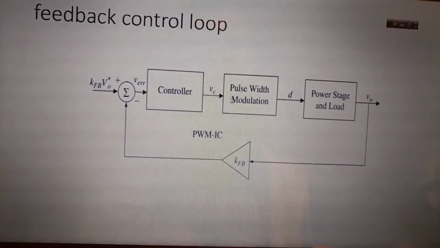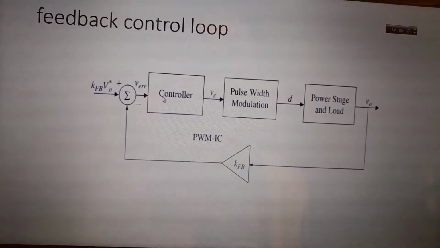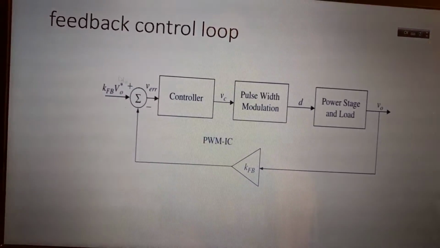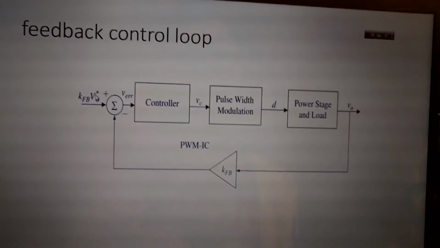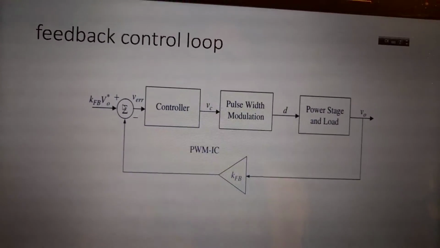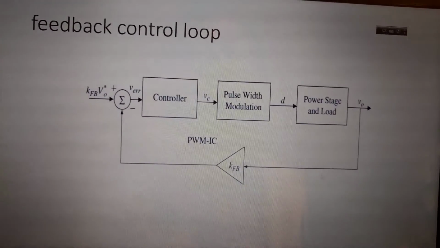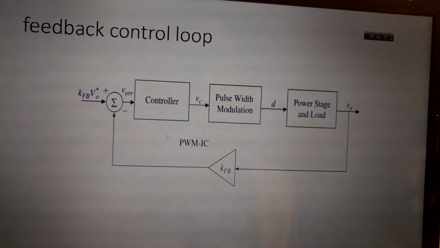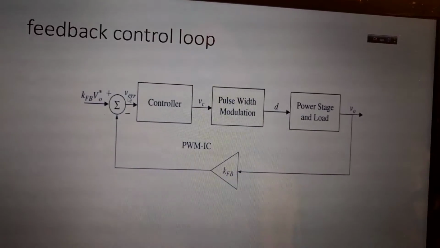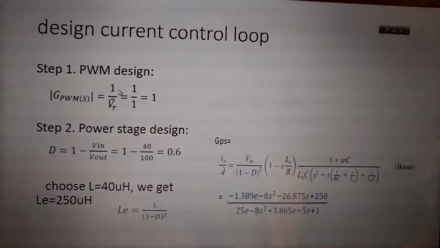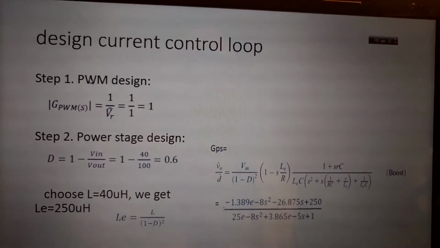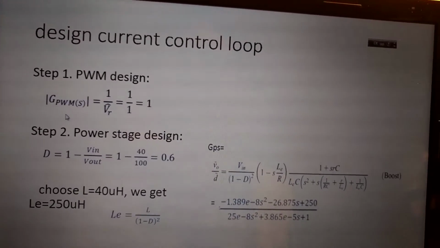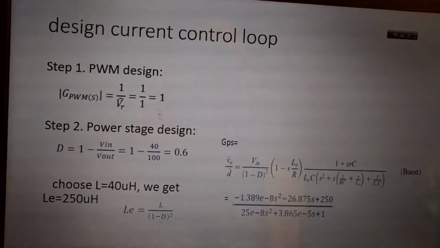Here we need three transfer functions: controller, PWM, and power stage. There is the desired Vout, and using this output, we compare these two values, and we know how to calculate this circuit. Okay, let's go to step 1, PWM design. We set VR equals 1, and then we got GPWM equals 1.